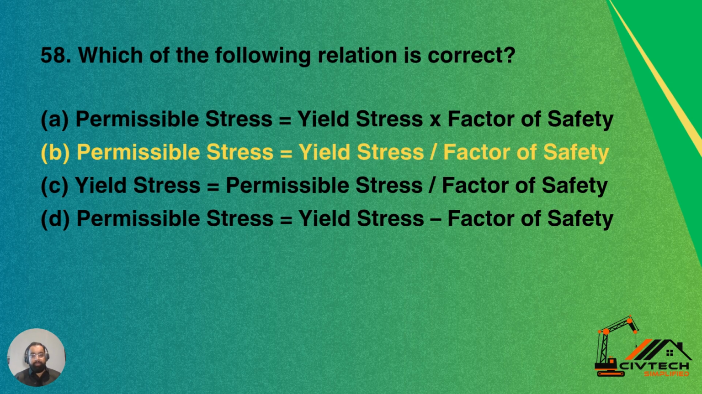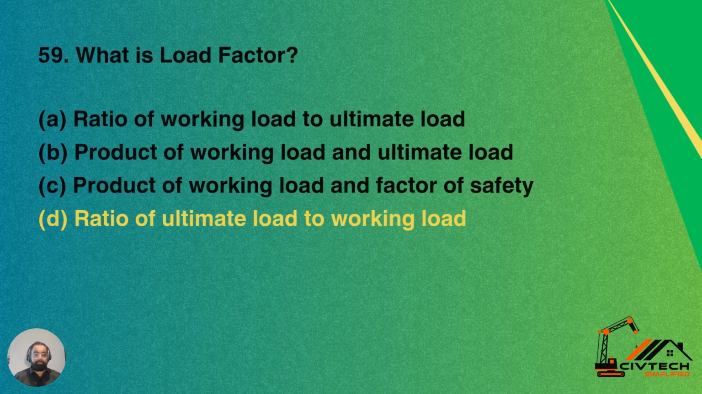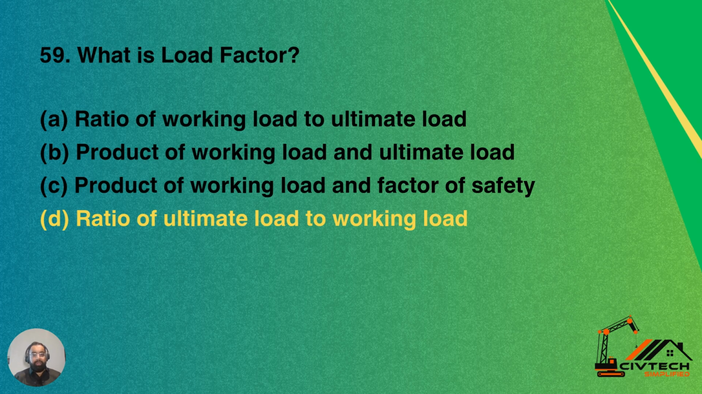Option C. Yield stress is equal to permissible stress divided by factor of safety. Option D. Permissible stress is equal to yield stress minus factor of safety. So the relation B is correct, which is permissible stress is equal to yield stress divided by factor of safety. So B is the correct answer for this question.